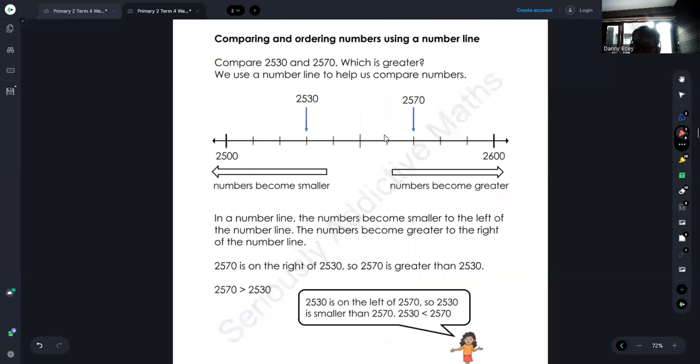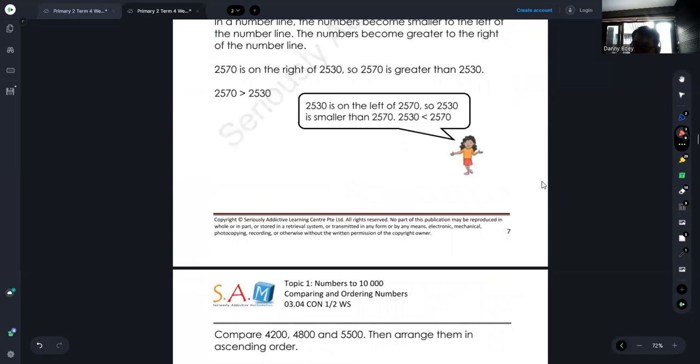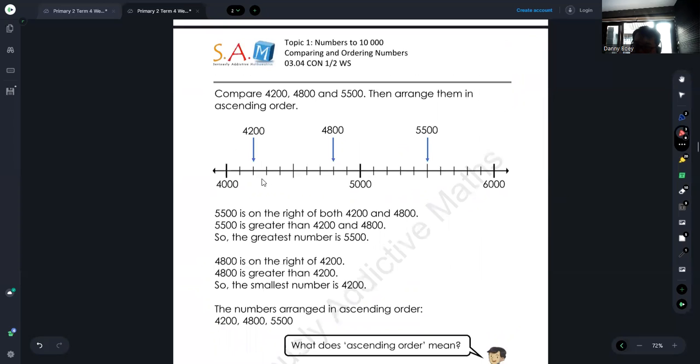Number lines are quite easy, right? Quickly take them through as well. So when the numbers move towards the left, it becomes smaller based on this number line convention. When the numbers move towards the right, then it becomes greater. So for example, if you look at 5,500, it is on the right of both 4,000 and 4,800. So 5,500 is greater than 4,800 and 4,000.